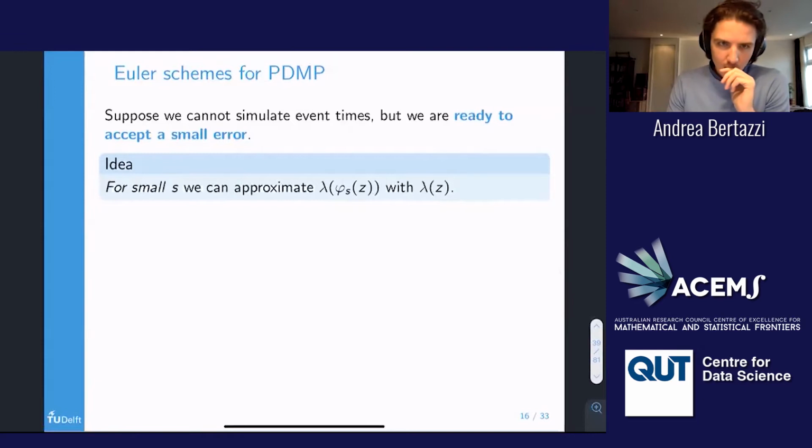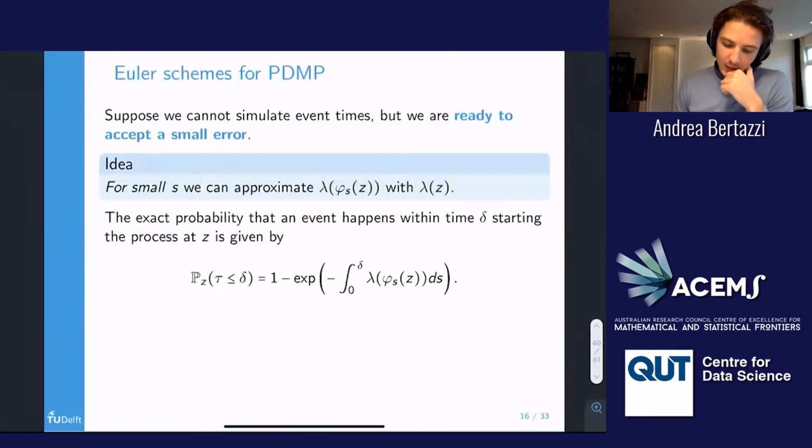What can we do? So the idea, a very basic one, is that if we take a small time step, then we can approximate this guy with this guy. Because the flow map in general will be Lipschitz. So for a small s, you're not moving that much. You're still close to the starting point z. Therefore, we can imagine that lambda evaluated in this flow map is actually close to lambda at the starting point.